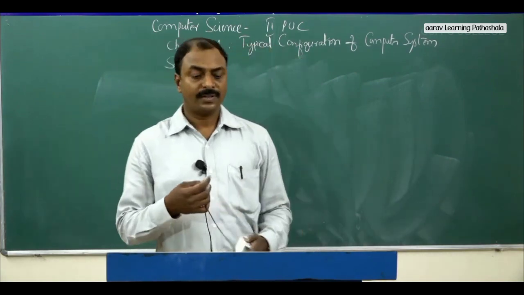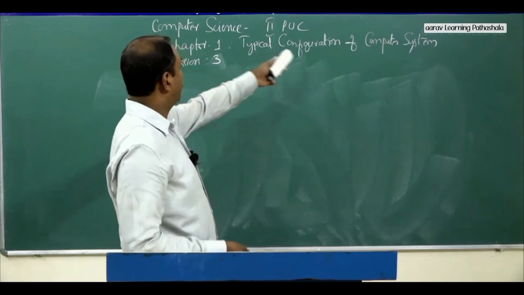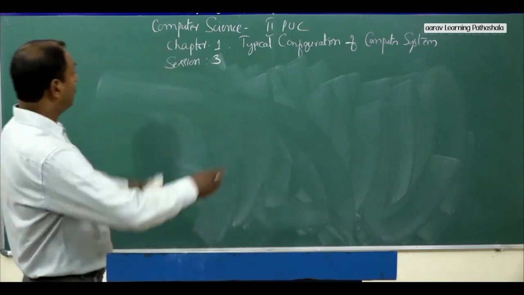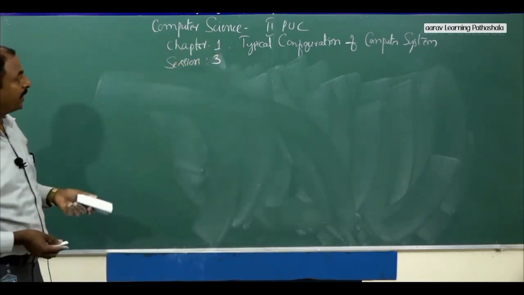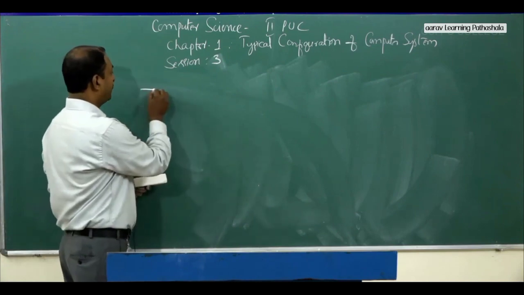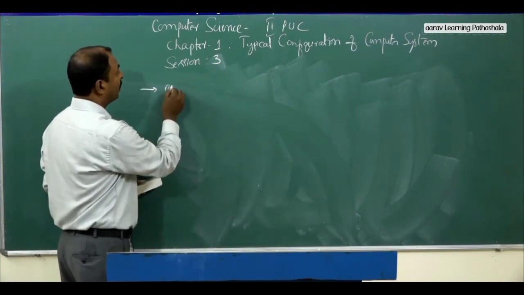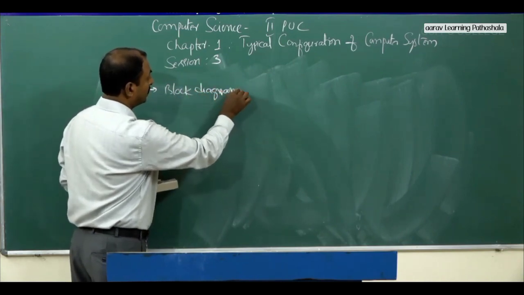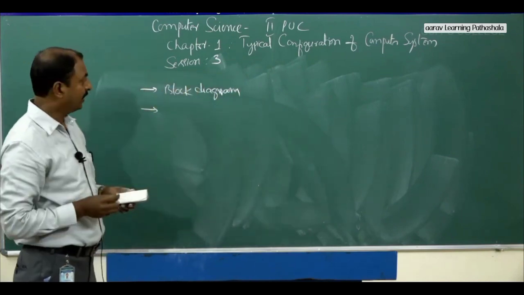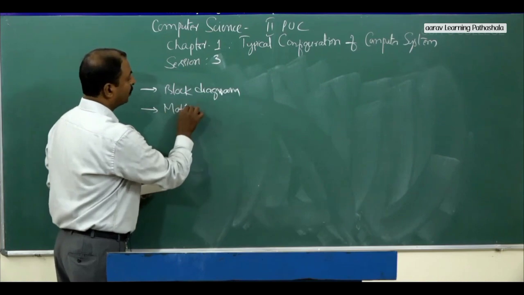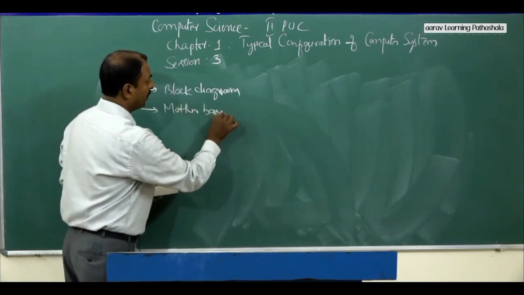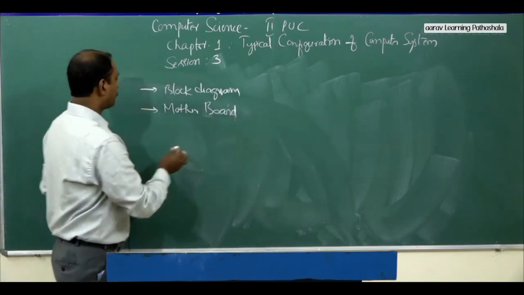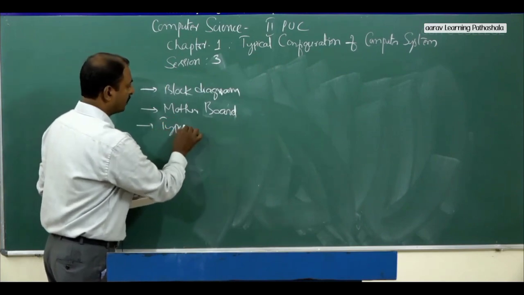So dear students, this ends chapter 1, typical configuration of computer system, and I will just summarize what you have learned in this chapter from session 1. First we started the chapter with the block diagram of a computer system. There we learned how a computer works. Then we discussed the motherboard, its definition, and again the types of motherboard.